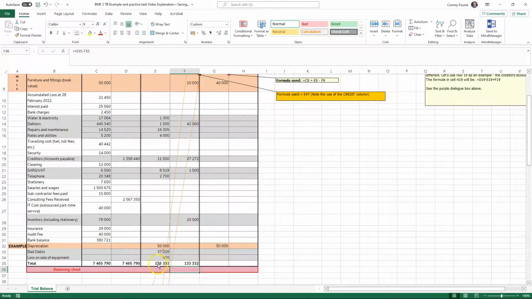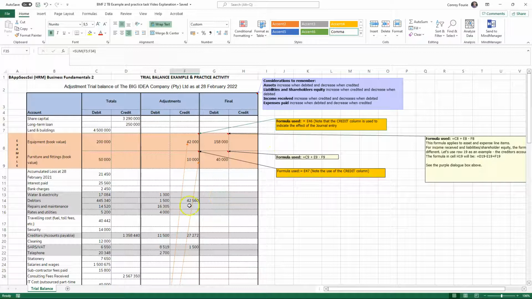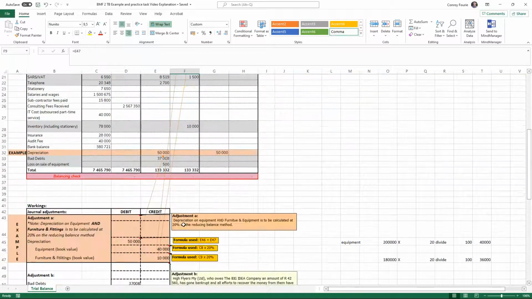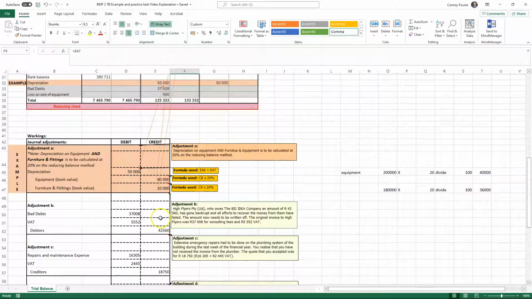So you can see the debits equal the credits. So our formulas have all been taken into account. Okay, so before we go into the final column, I just wanted to show you something else that is doing the same thing, but it's doing it only with one value.